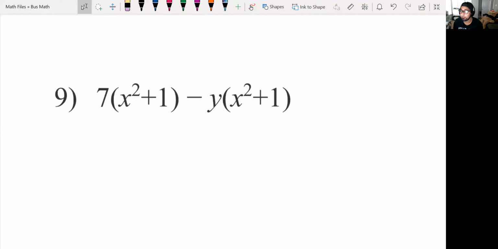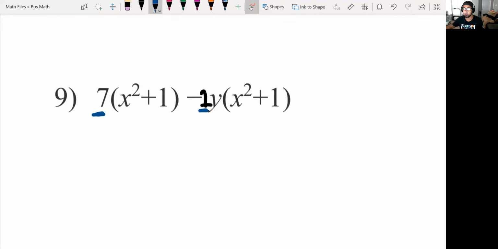Hey, last one for greatest common factor. Okay. So, like we always start, look at the numbers. There's 7, and then now you have a negative y x squared plus 1. Well, what number is in front of that y? A negative 1. Well, you have 7 and 1, which means we can't factor anything. So we can't do anything with the numbers.